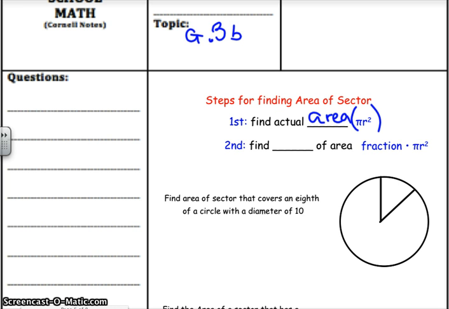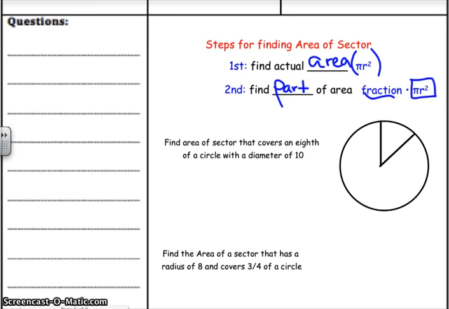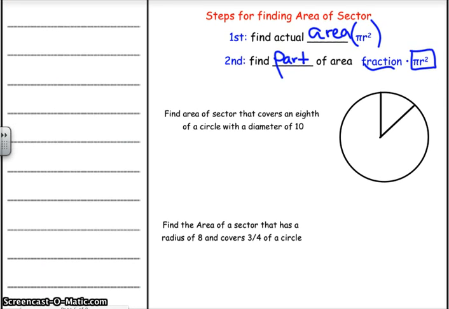And then you're going to find the part of the area it takes up. Remember, a sector takes up a part of a whole circle, a fraction of the circle. Of means multiply. That's why we do fraction times the whole area, because a sector takes up a fraction of the whole area. Okay?